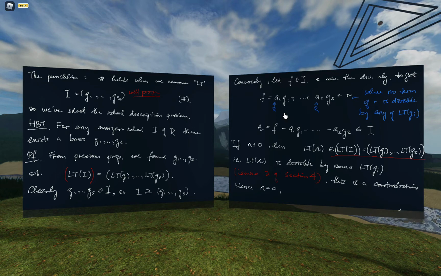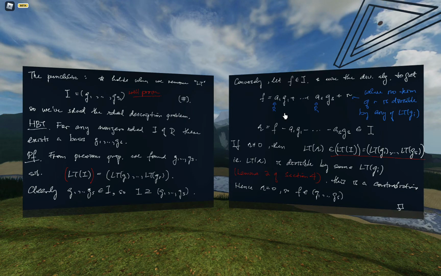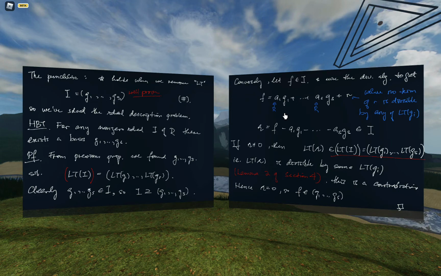R is 0, so F is in the ideal generated by G1 to GS. I'll just stop it there. This proves the reverse inclusion, so I is the ideal generated by G1 to GS. Okay, so I'll stop here again for some questions.